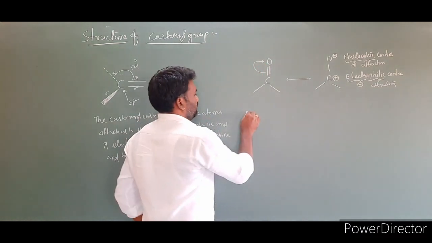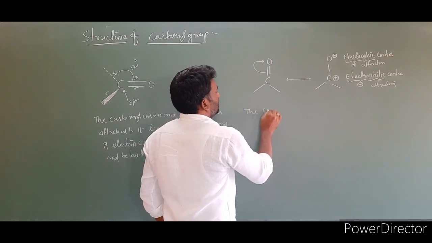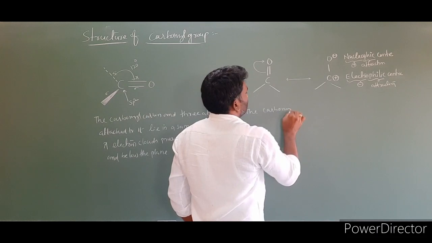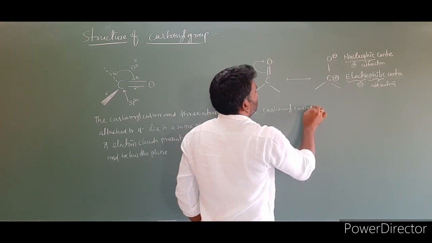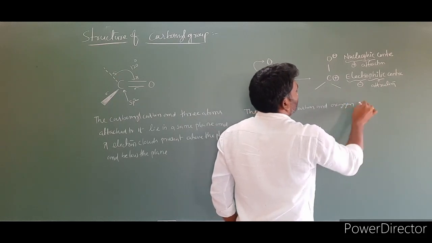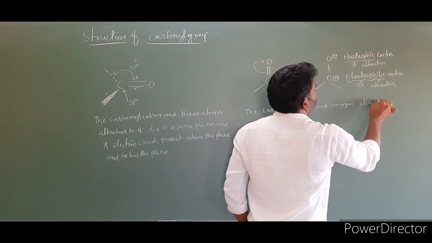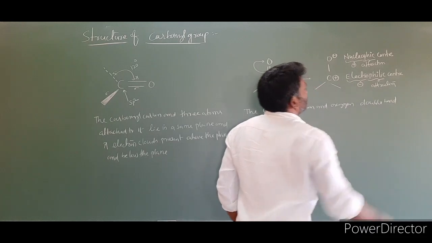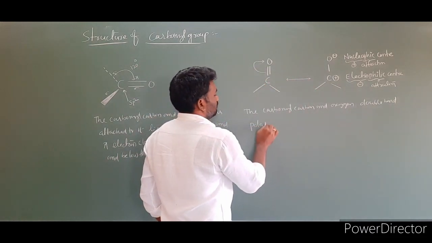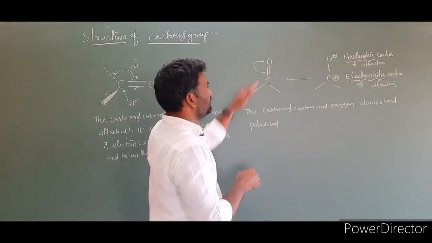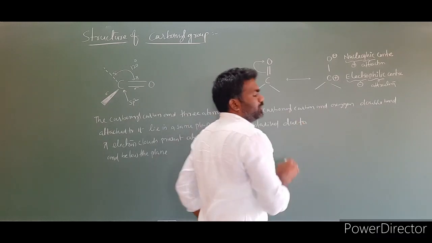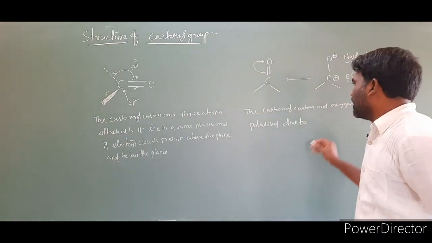Let us write the same sentence. The carbonyl carbon-oxygen double bond is polarized, meaning the electrons move towards oxygen, polarized due to the high electronegativity of oxygen.